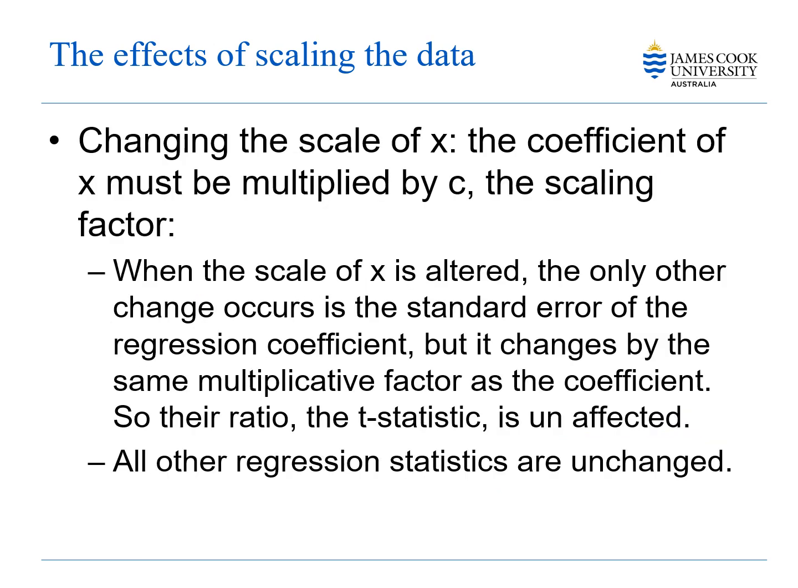So when changing the scale of x, the explanatory variable, the coefficient of x must be multiplied by the same scaling factor. The only other change, other than this coefficient, is the standard error of the corresponding coefficient. But it changed by the same multiplicative factor. So the ratio, the t-stat, is unaffected, and all the other regression statistics are also unchanged, like R-squared.